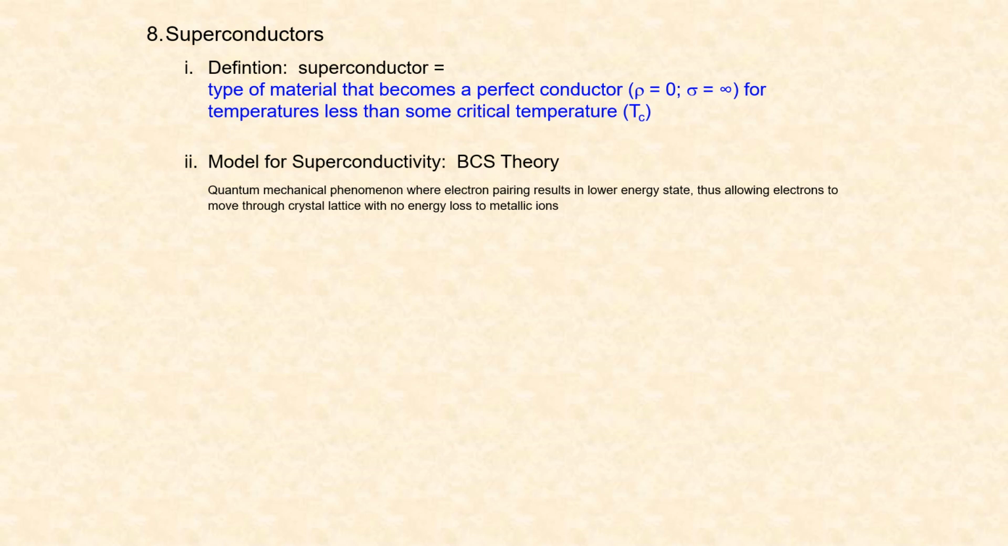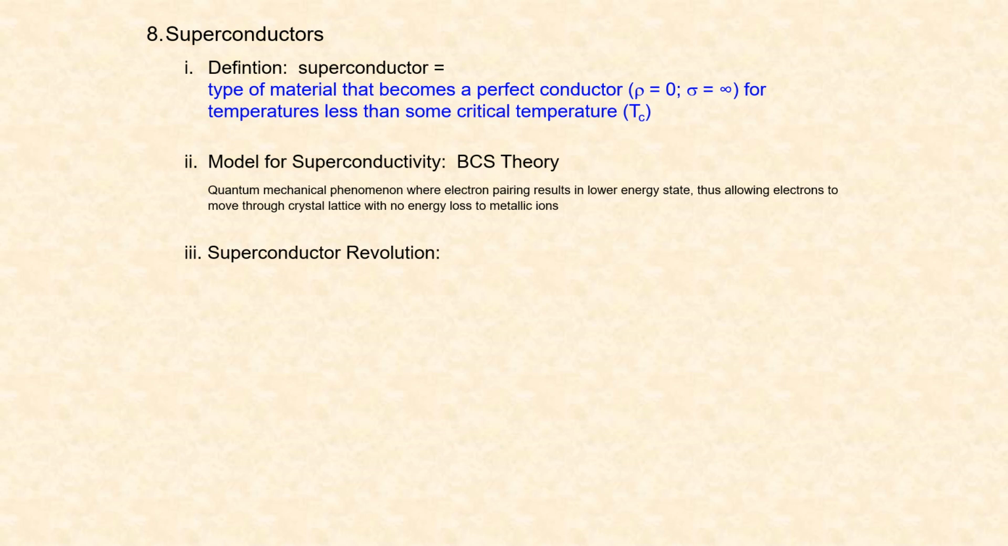And this quantum mechanical phenomenon, as with many, can be explained when we take a look at causality in nature, you know, why things happen, what is the impetus for things to happen. Very often we find out that things happen because of a lowering in the energy state of the system.